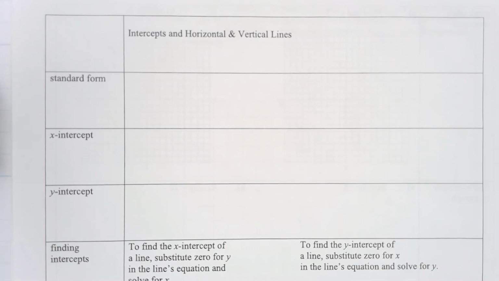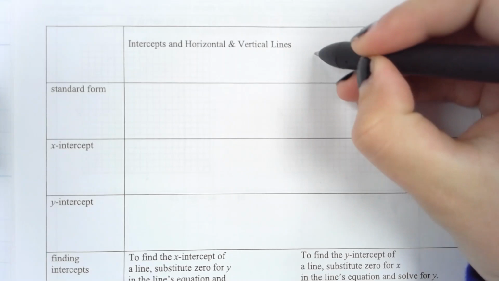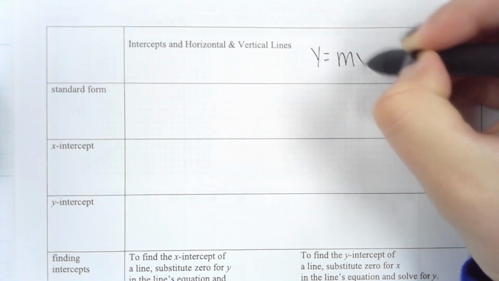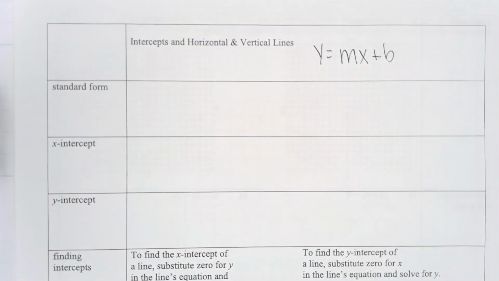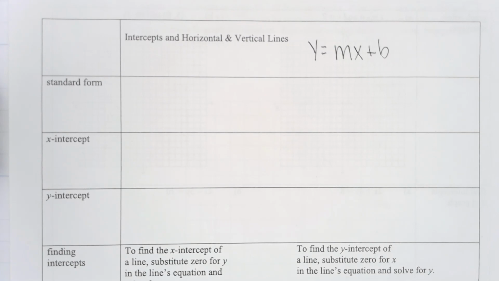So today we are going to be talking about intercepts and horizontal and vertical lines. This will be a different way on how to graph linear lines on a coordinate plane instead of using our normal slope-intercept form of y equals mx plus b. You guys are going to learn a different form and then how we can use the x-intercept and the y-intercept to form our line as well.